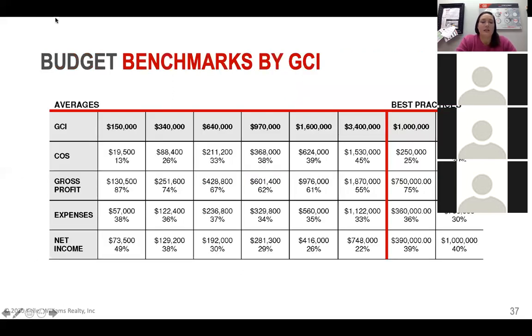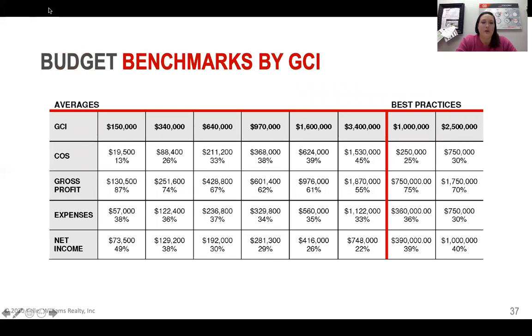So here's just an example of those benchmarks. Again, for your averages, it shows you your gross commission. So if you want to earn 150,000, 340,000, 640, it goes all the way up to $1 million and $2.5 million. Okay. And it's going to show you what you can expect your cost of sale, what you can expect your profit to be, what you can expect your expenses to be, and what you can expect your net income to be in each one of these GCI brackets.